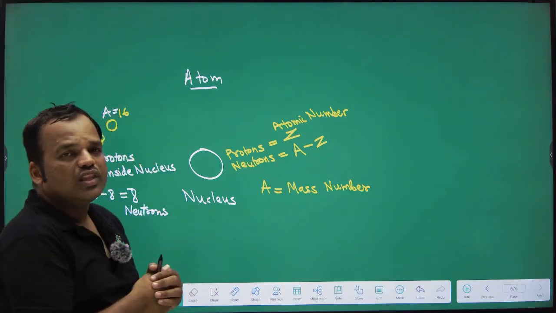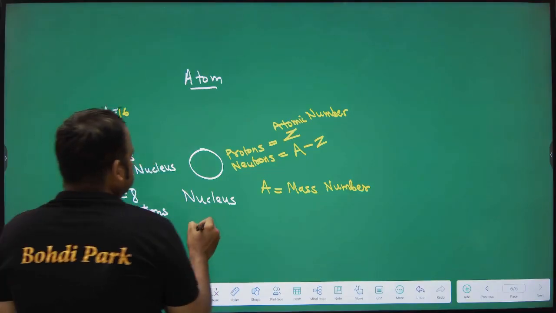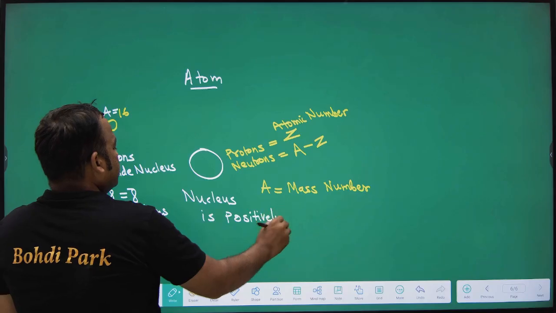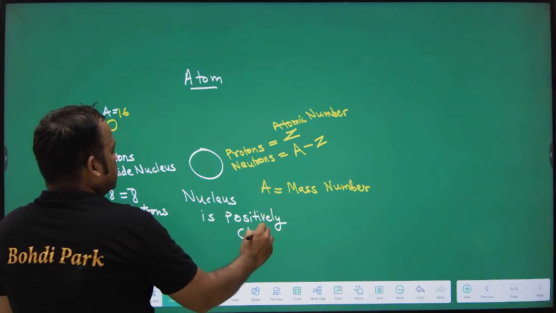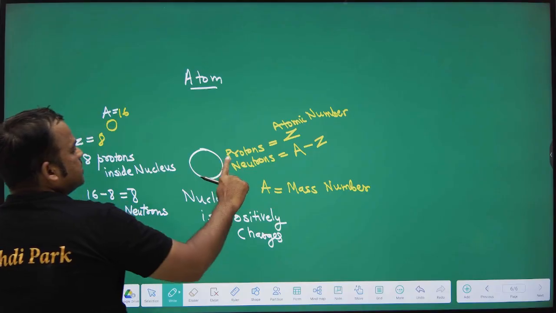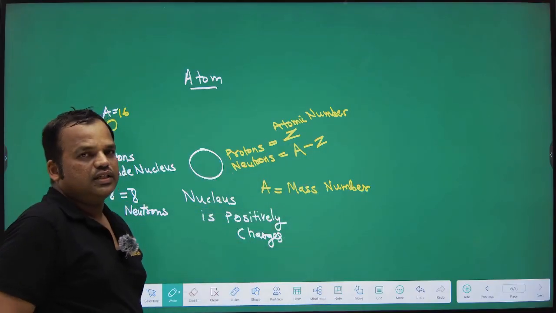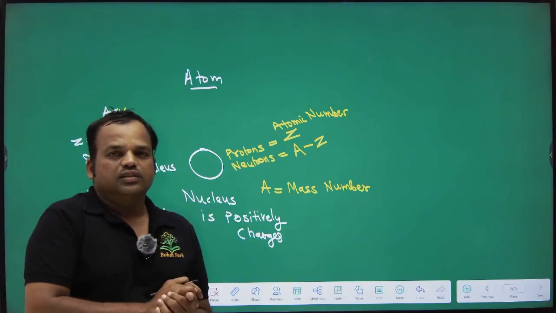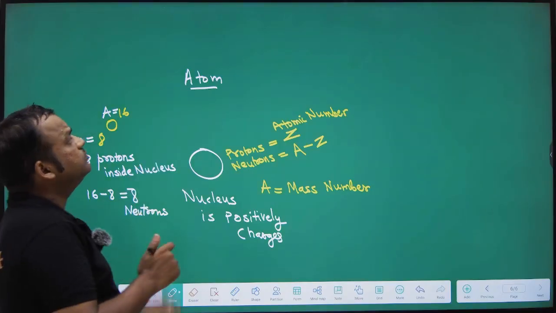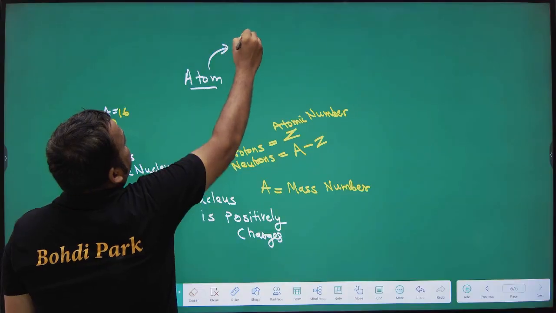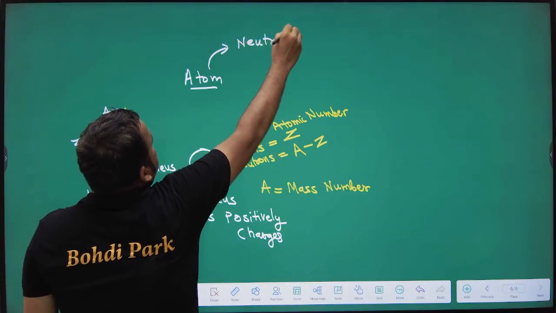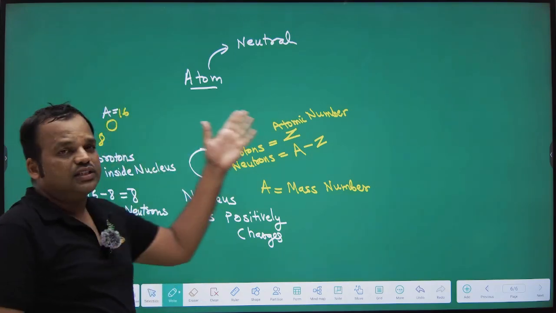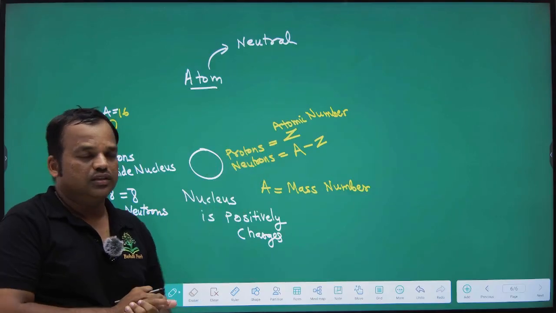As we were discussing, protons are positively charged. So the nucleus is positively charged, because it has protons. What about atom? Atom is neutral, but nucleus is positively charged. How is that possible?